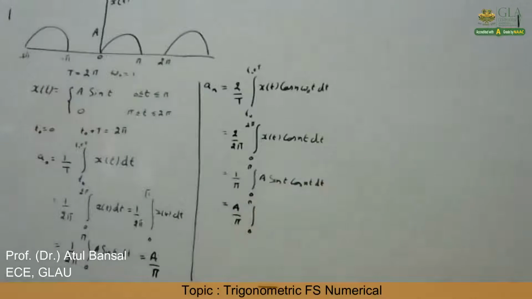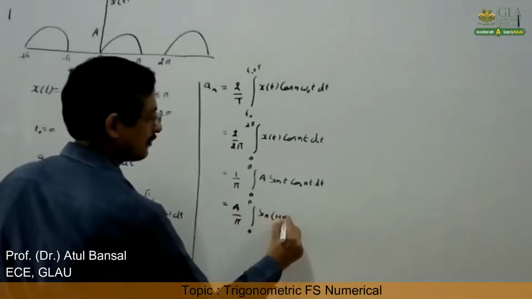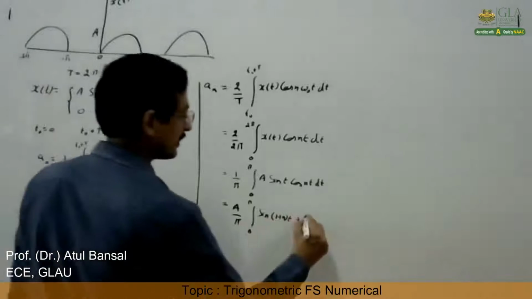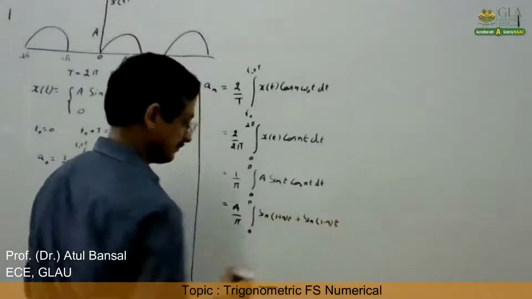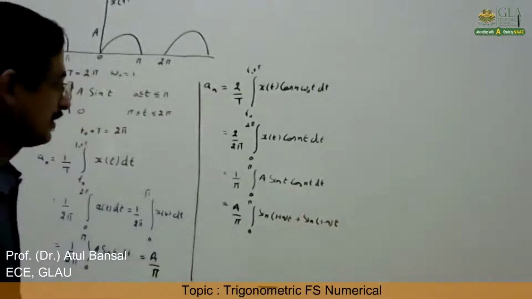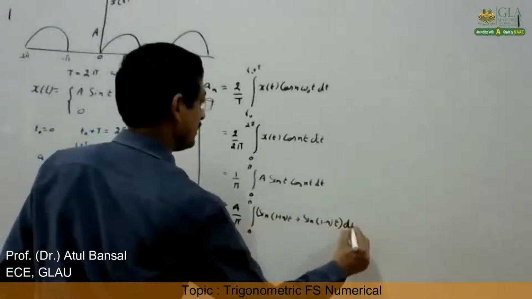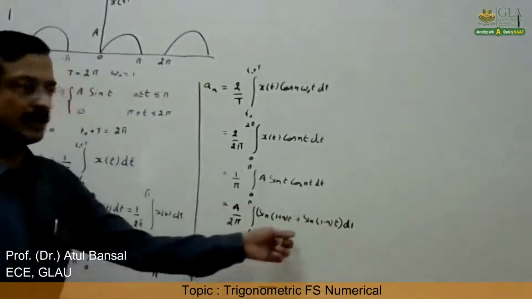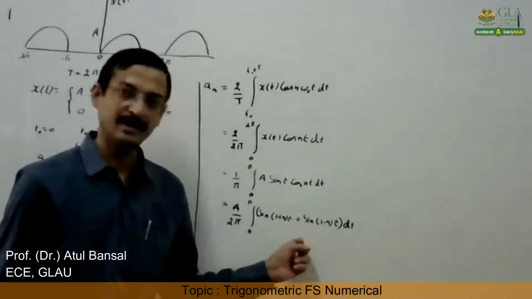Now sin t cos nt can be written as sin (1 plus n)t plus sin (1 minus n)t, dt by 2. So that 2 can be taken out. Right. So from the trigonometric formula, the sin A cos B formula, we can write like this.